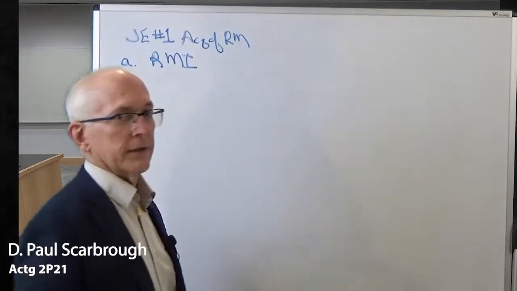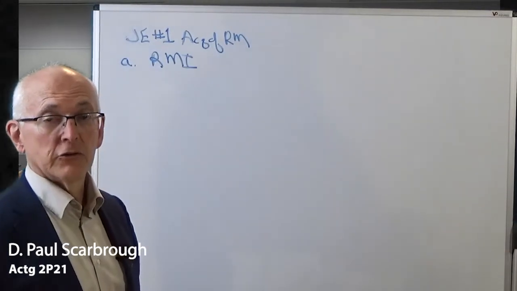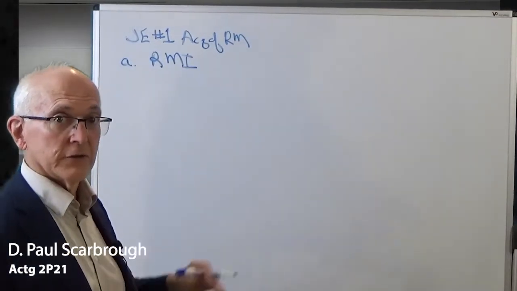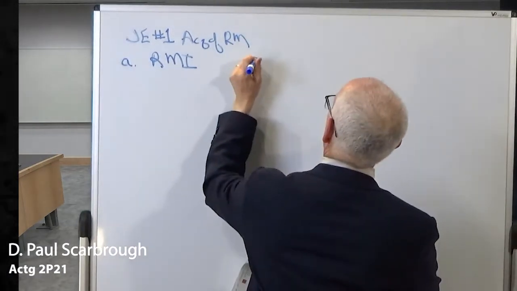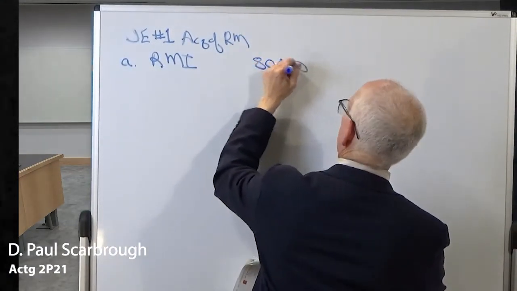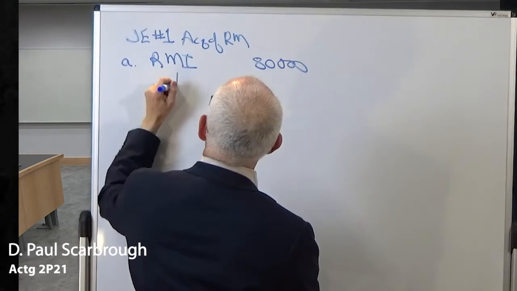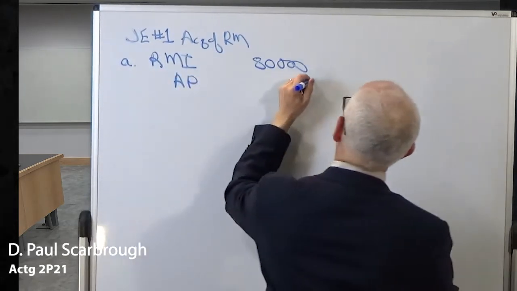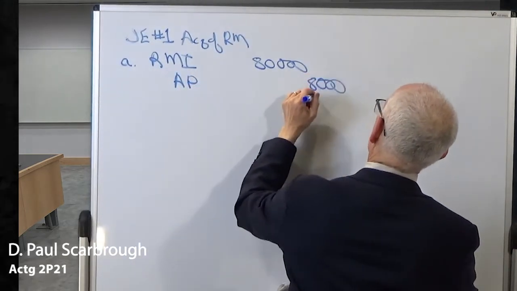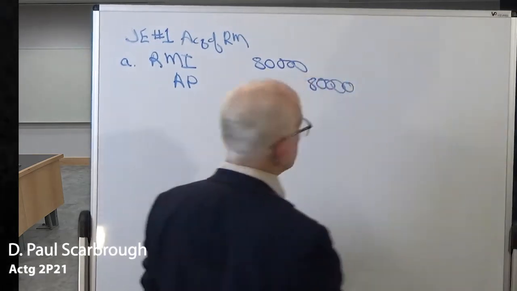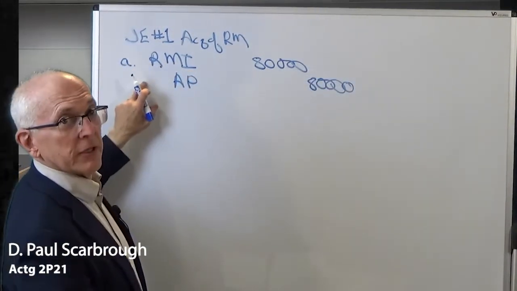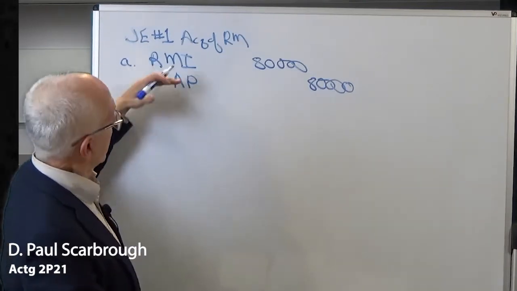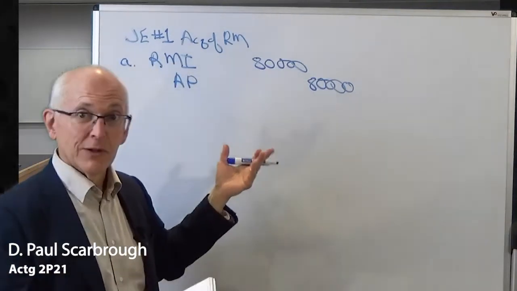And on exams you are allowed to abbreviate as long as you use a standard abbreviation, such as something from the book. RMI, $80,000. And accounts payable, $80,000. Okay. If you put the word debit and credit here, you're going to lose 2 points. And guess what? That line's worth 2 points, so I wouldn't do this.